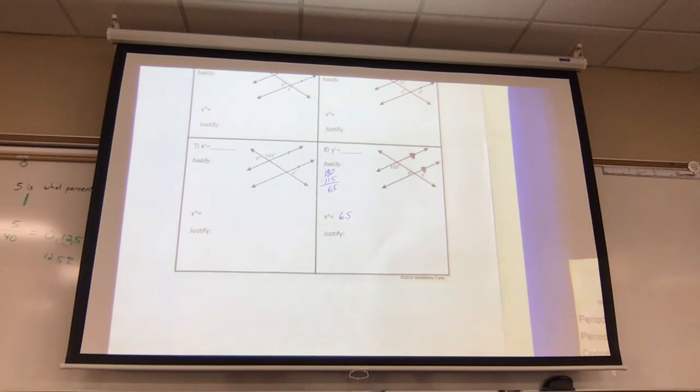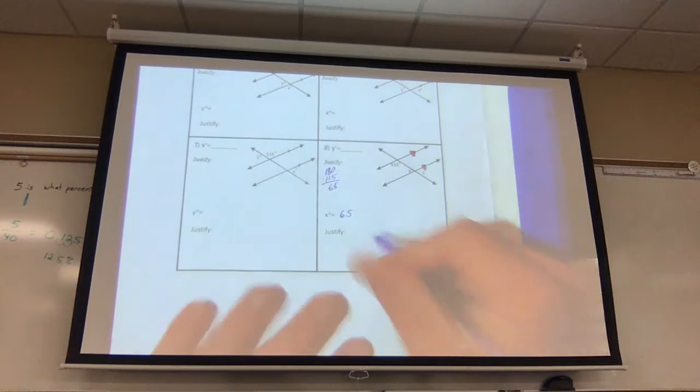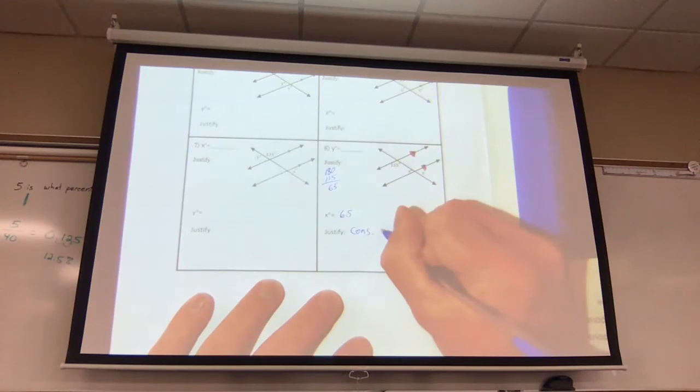And then to justify it, I need to give my reason. Well, we just did the consecutive interior angles theorem. We said if the lines are parallel, consecutive interior angles are supplementary. So our answer here would be the consecutive interior angles theorem.